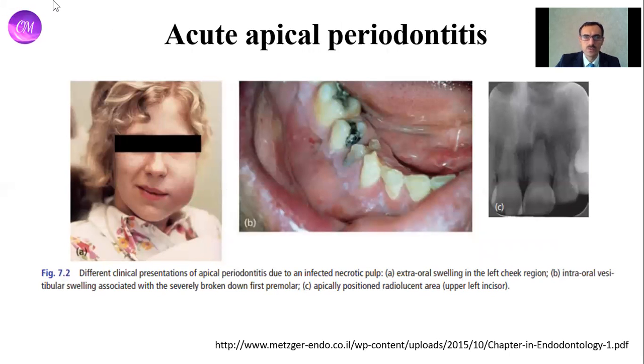Here we see a case of acute apical periodontitis. First, the extraoral swelling in the left cheek region, then intraoral vestibular swelling associated with the severely broken down first premolar, and the X-ray examination shows an apically positioned radiolucent area.